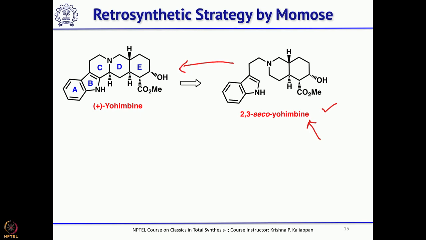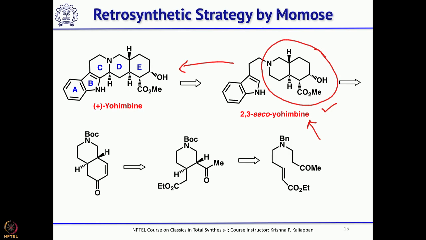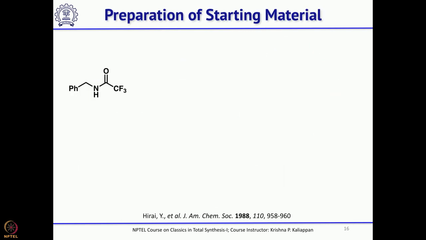Okay. So his idea is basically to make this bicyclic compound in optically active form. For that, he proposed this can be made from this bicyclic enone, and this bicyclic enone can be made from this keto ester by intramolecular cyclization. And this keto ester, if you look at this carefully, he wants to use an asymmetric Michael reaction. That means you generate an anion here and add to this alpha beta unsaturated ester. Asymmetric Michael reaction, that is the key step. Okay, let us see how Momose completed the asymmetric total synthesis of yohimbine.